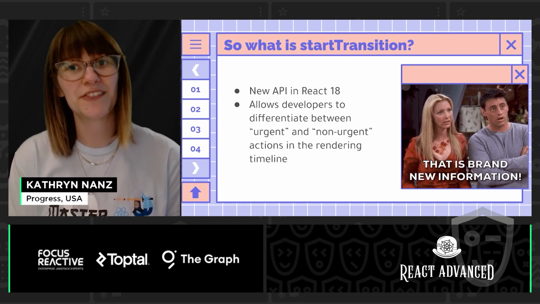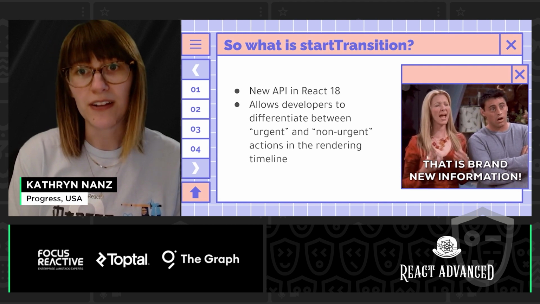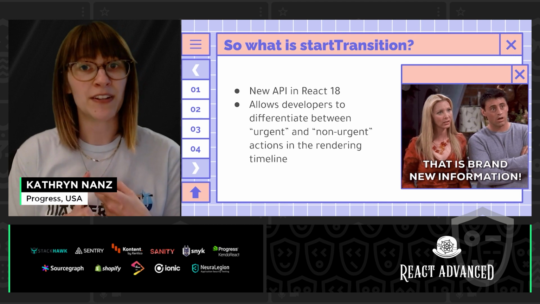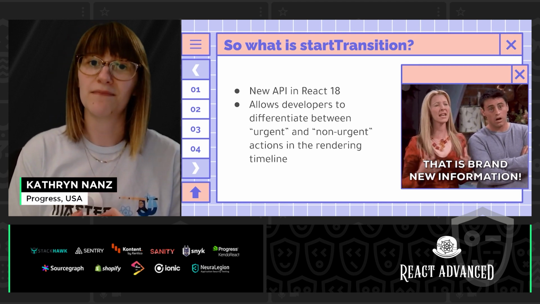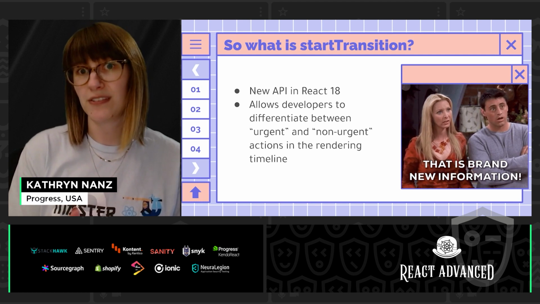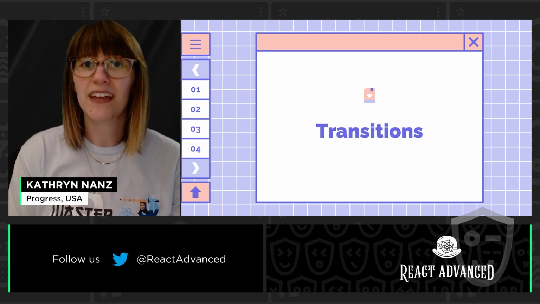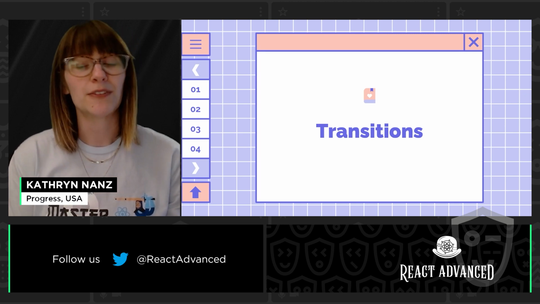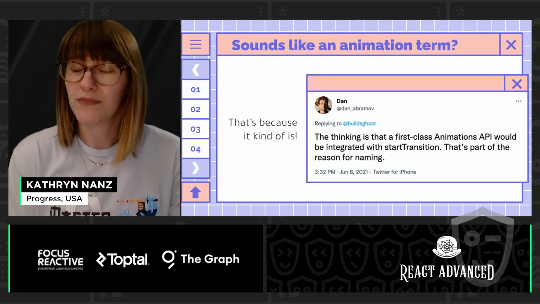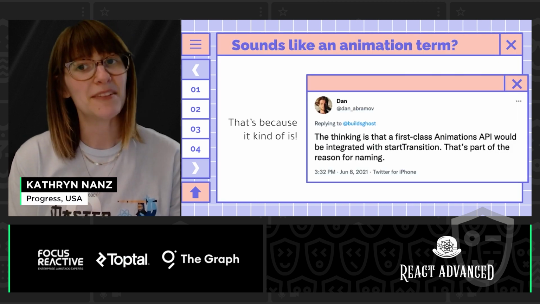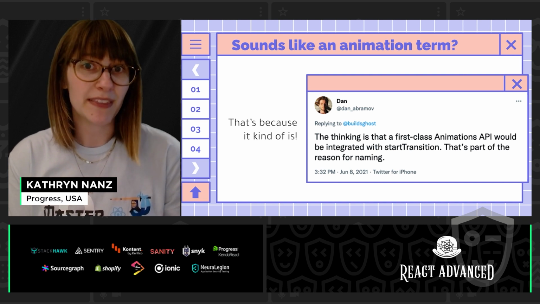In order to fully understand startTransition, we should start by looking at a couple foundational concepts: the new concurrent rendering approach in React 18, and how React is defining a transition. Let's jump into transitions. This wording can feel a little confusing at first, since up until this point, the word transition has primarily been used for animations, like CSS transitions.